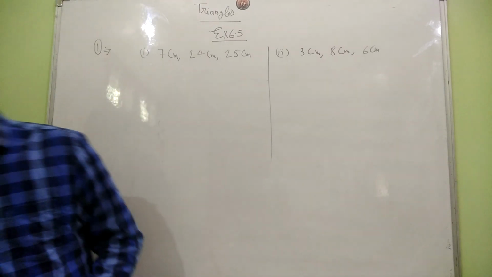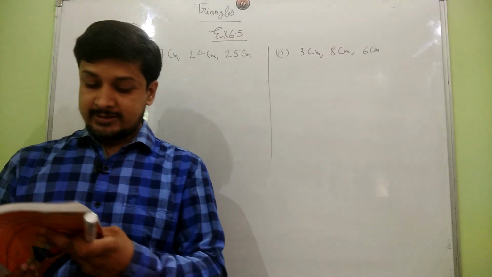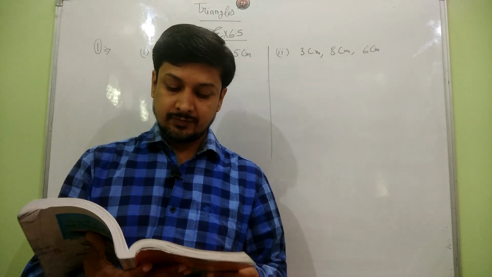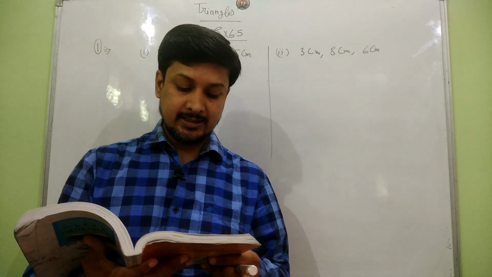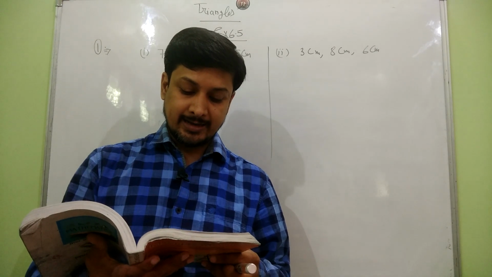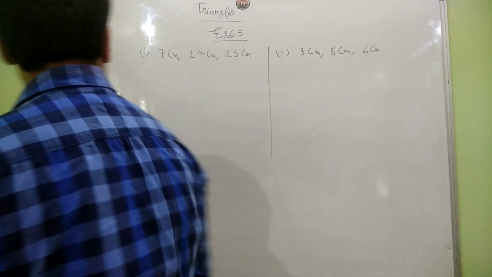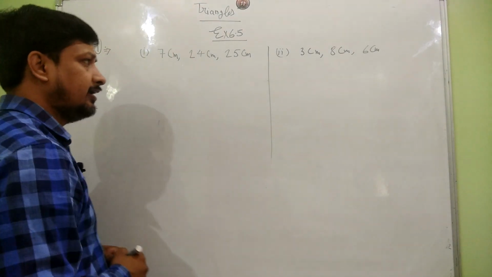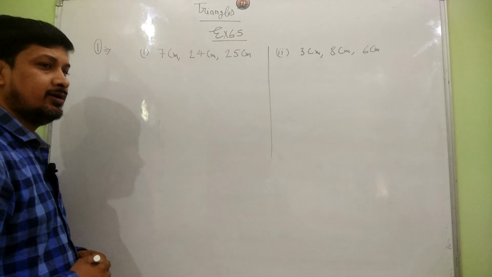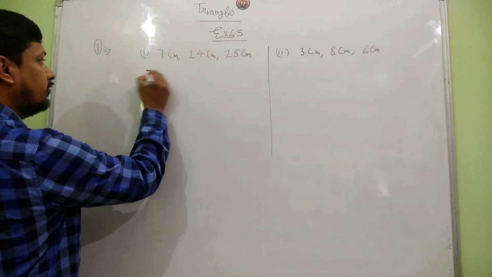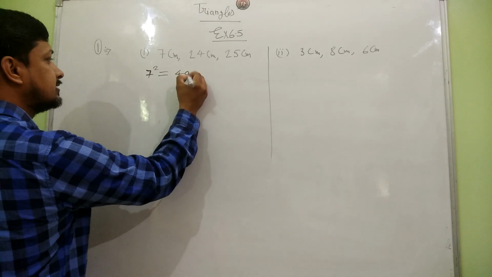So, first question of the exercise is: sides of triangles are given below. Determine which of them are right triangles. In case of a right triangle, write the length of the hypotenuse. So we have given the sides of the triangle and we have to find whether the triangle is a right triangle or not. So first of all, you find the square of all the sides.